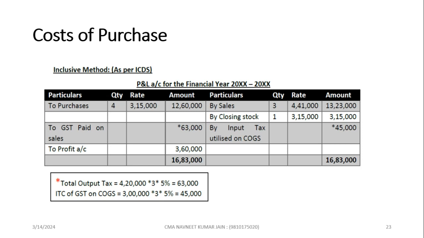Now, to do the adjustment entries for taxes, whatever GST we have paid on sales will be debited, that is 60,000, and whatever tax we have paid and recovered on purchases, that is called input tax, utilized on COGS, that is 45,000. Remember, we have COGS for 3 items because 3 items were sold and 1 was kept in inventory, and the input tax on 3 items comes to 45,000. So that we have credited. So this gives us a profit of 3,60,000.